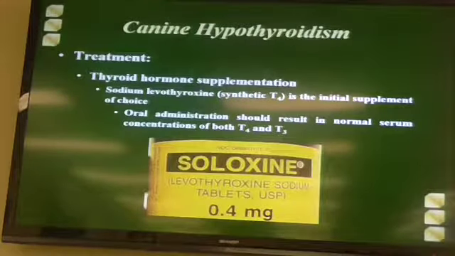Now let me ask you this about treatment. This dog I think has hypothyroidism, and this dog has a low endogenous TSH and low free T4. Does that confirm it has hypothyroidism?